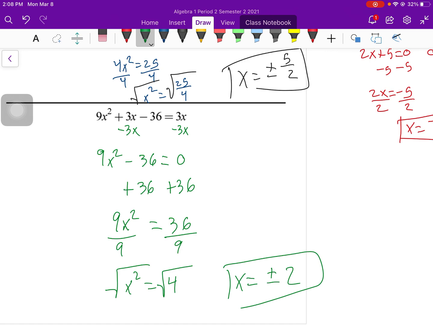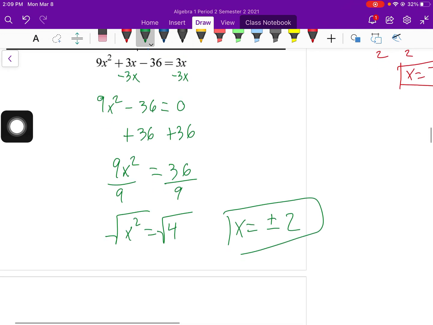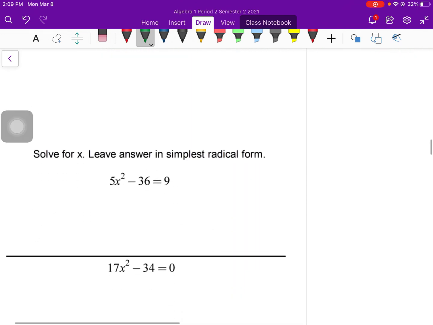Okay, and just like always, I haven't done so in these notes yet, but we should be able to take each of these values and plug them back in to make sure we get something that is true. So if I tested the positive 2, x squared is 4 times 9 is 36. 3 times 2 is 6, so 36 plus 6 is 42. Minus 36 is 6. 3 times 2 is 6. We got the right values. Here you do the same thing with the negative 2.